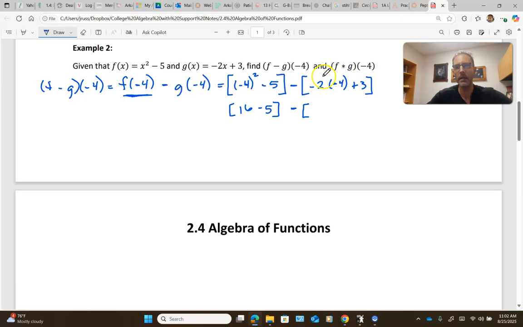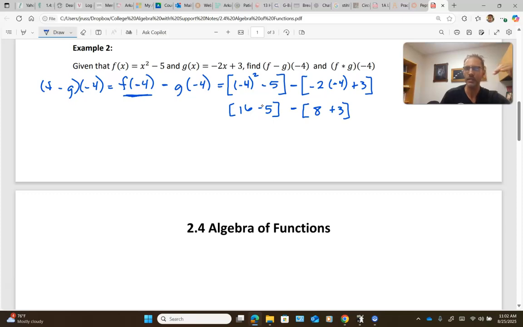Over here, in my second set of brackets, I need to do the multiplication before the addition. Negative 2 times negative 4 is a positive 8, plus 3. Okay, and I just keep going step by step. Now in my first set, I've got 16 minus 5. That's going to be 11.